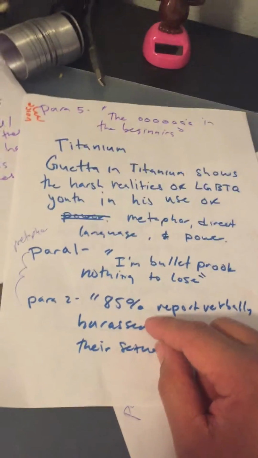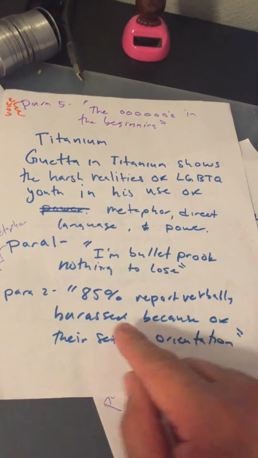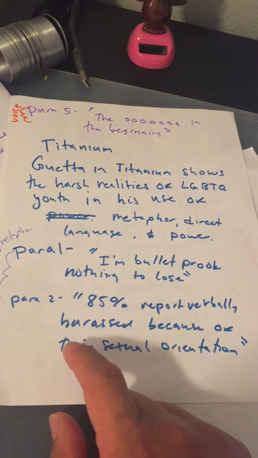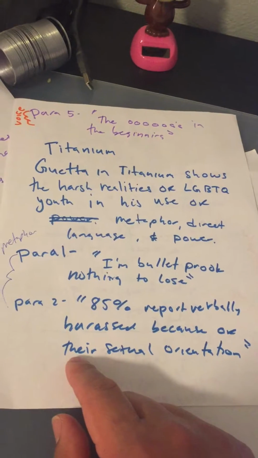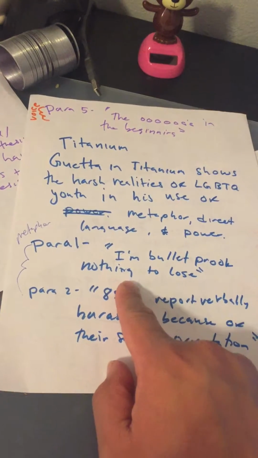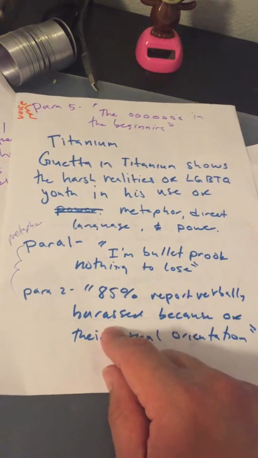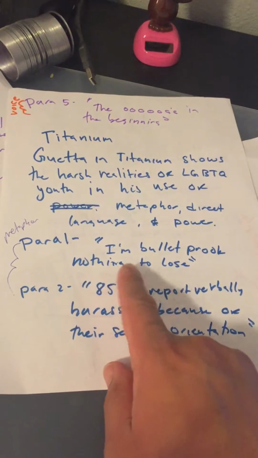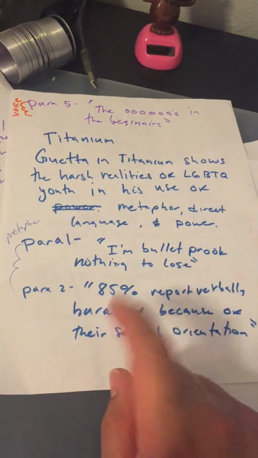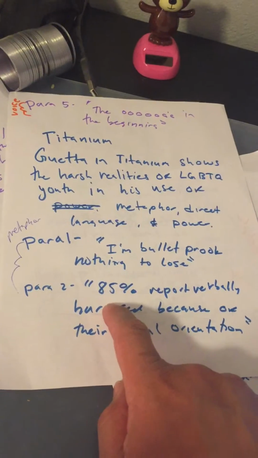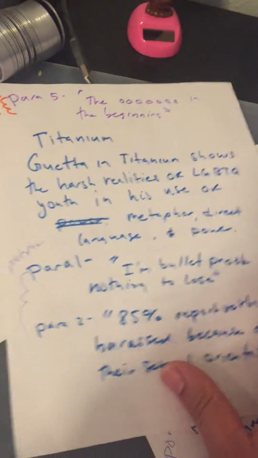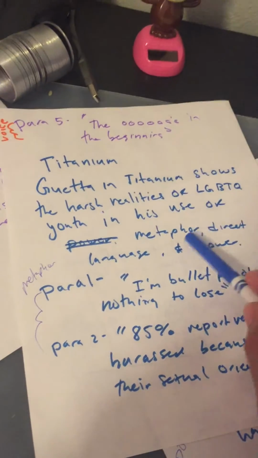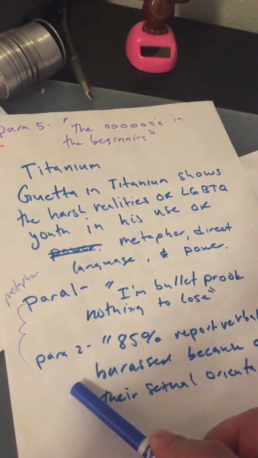And then you could also use maybe this quote and say, this quote supports, or this data supports that there's nothing to lose, because if you are open about what your sexual orientation is, maybe you have nothing to lose, or you have to become bulletproof because you know that you're more likely than not to be harassed for being different. So you notice how that's metaphor, and I prove that metaphor through these two paragraphs, right?